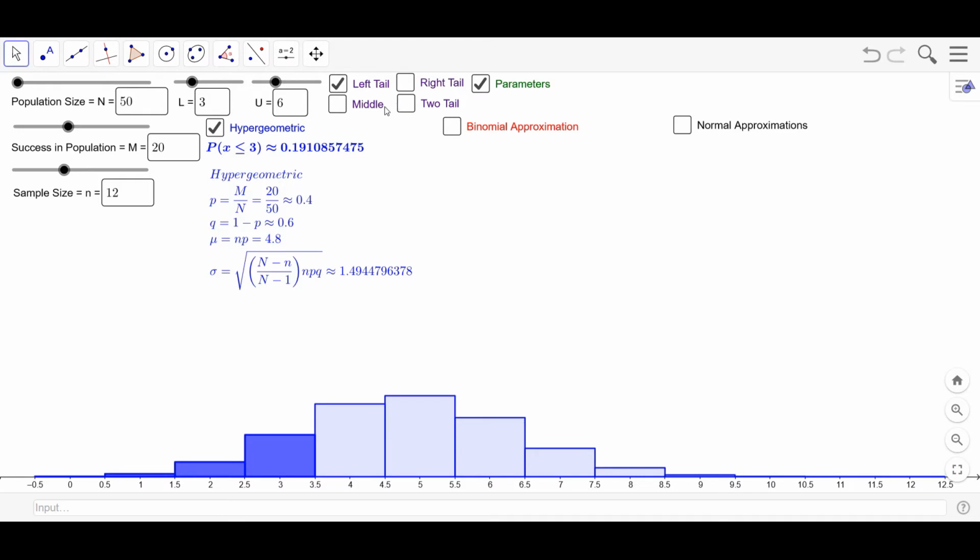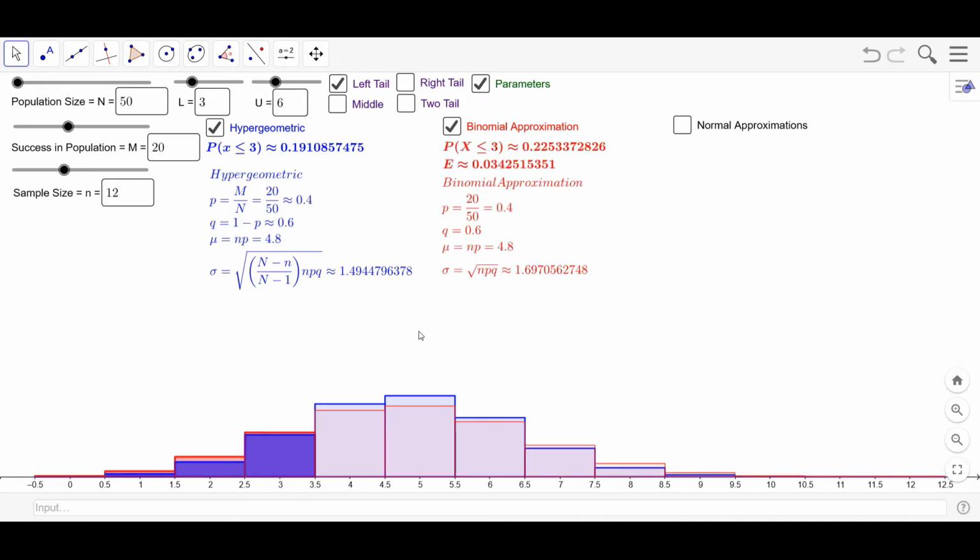Now, we can also compare and contrast this to a binomial approximation. So here's a binomial approximation with this setup. Basically we can think of a binomial distribution as the same setup as the hypergeometric. We have a population of size 50 and there are 20 successes, and we're going to choose 12. And we're counting the number of successes. So far hypergeometric and binomial are exactly the same.